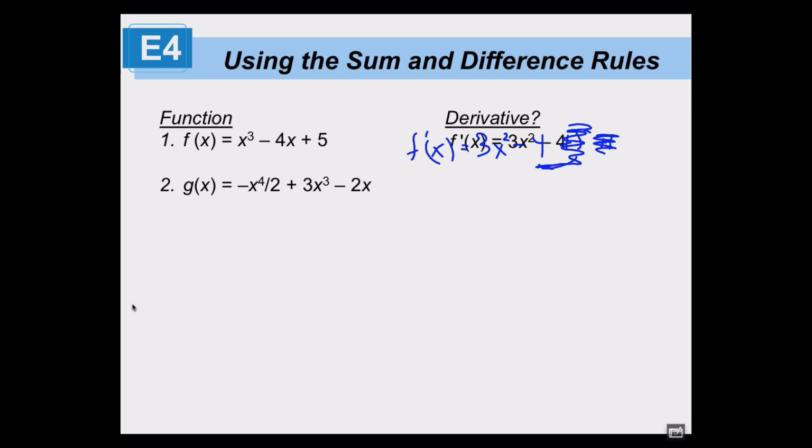By the way, that's negative x to the fourth over 2, which is negative 1/2. If it's a little clearer, you can do negative 1/2 x to the fourth plus 3x cubed minus 2x. Okay, Matt, what's g prime of x?